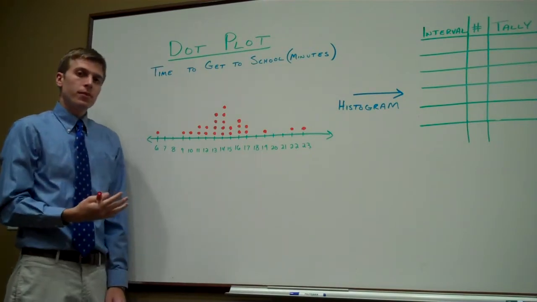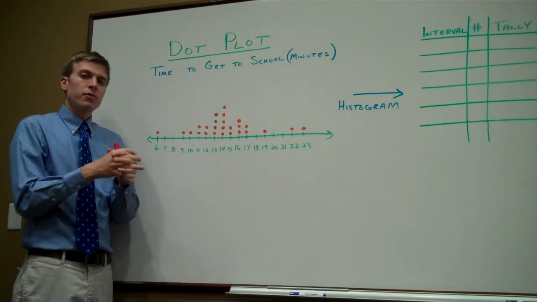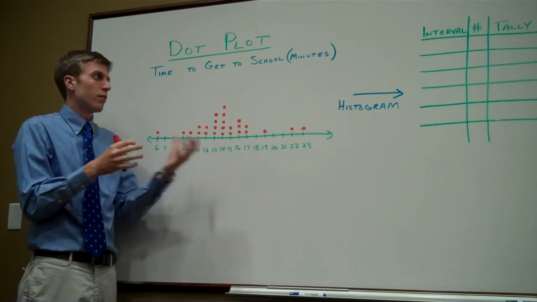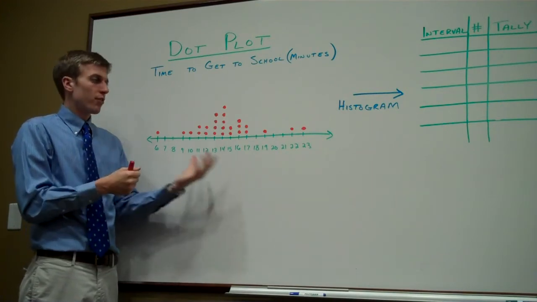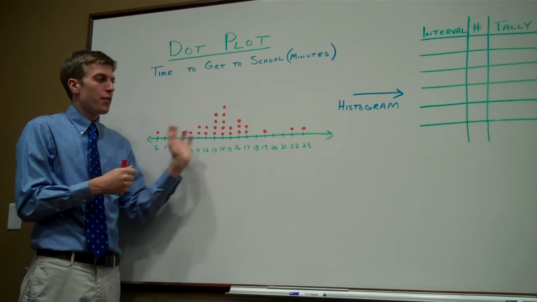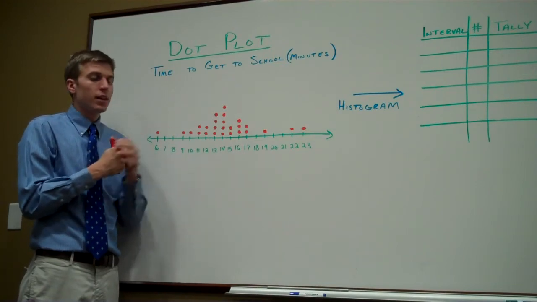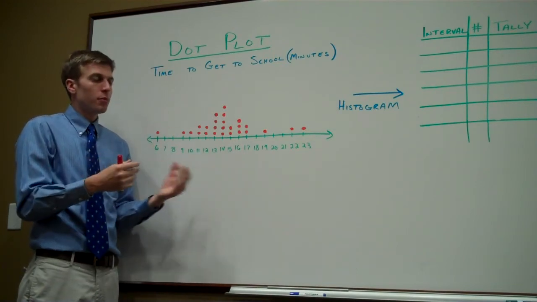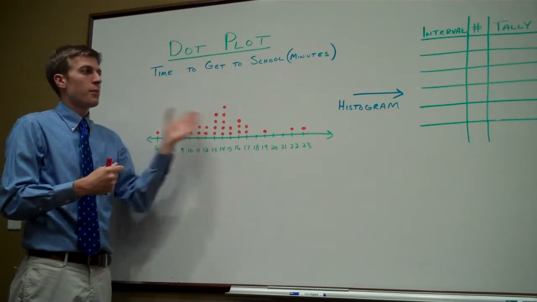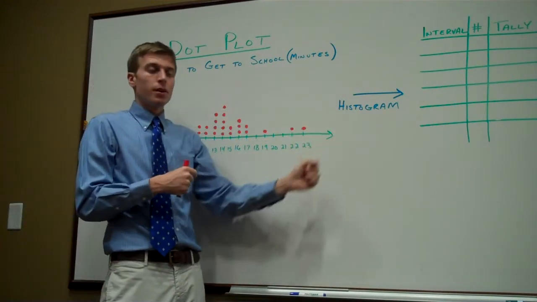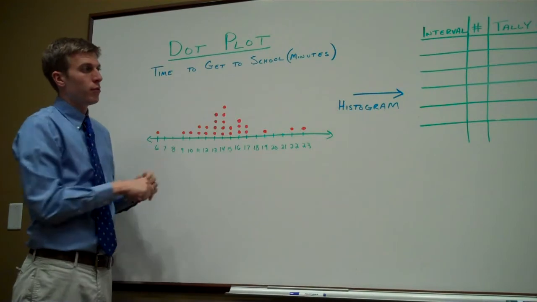Now these are very similar ideas. The histogram just provides a more compact version of what a dot plot might represent. So for example, if I had a dot plot with 1,000 data points, it would be unreasonable for me to expect to fit them all on my dot plot, and that's when I might use a histogram. So let's show you how to move to a histogram.